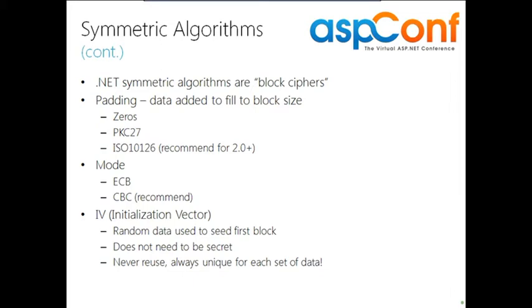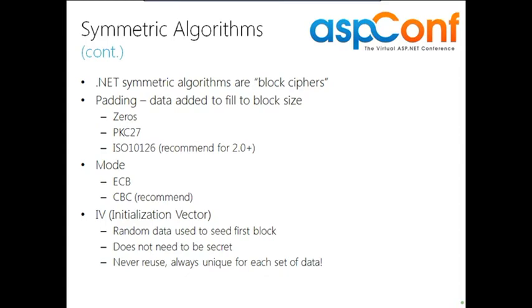So when I do symmetric algorithms, what I'll do is encrypt the data. I've already gotten you the secret key somehow. I'm going to send you both the data and the initialization vector. Those two pieces of information are needed for you to be able to do the decrypt. And again, the initialization vector is not something that needs to be kept secret.